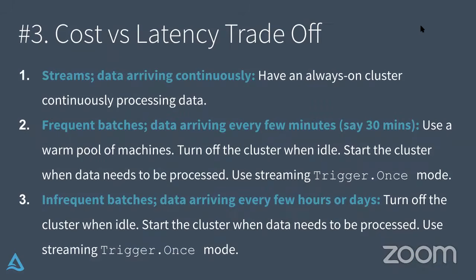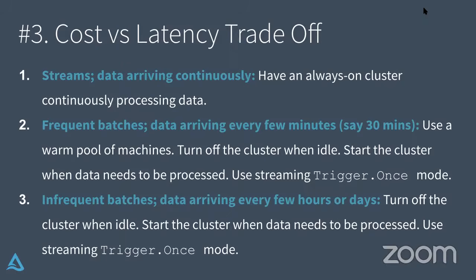All right, and so now that we've said all this, what's the cost versus latency trade-off? Okay, so for example, if you've got streams of data arriving continuously, what's implied is that you have an always-on cluster, right? And you're continuously processing data to do that. That in itself seems potentially more costly, right? So how do you get around that, right?